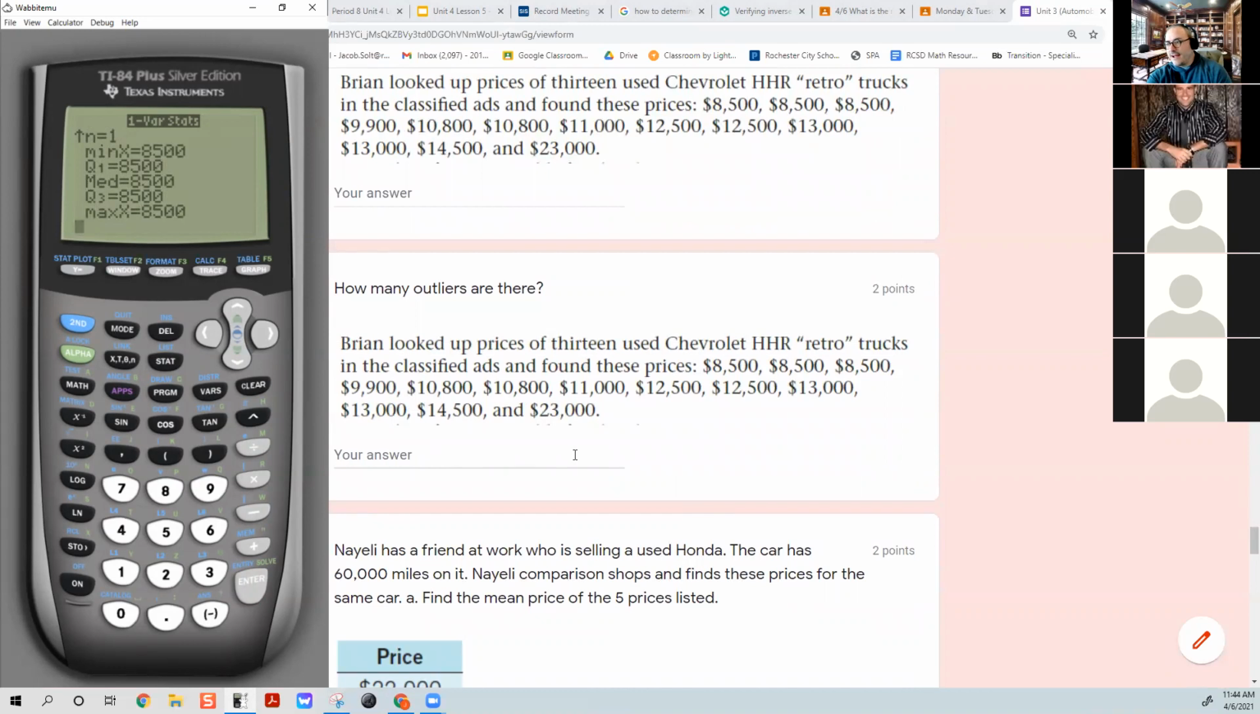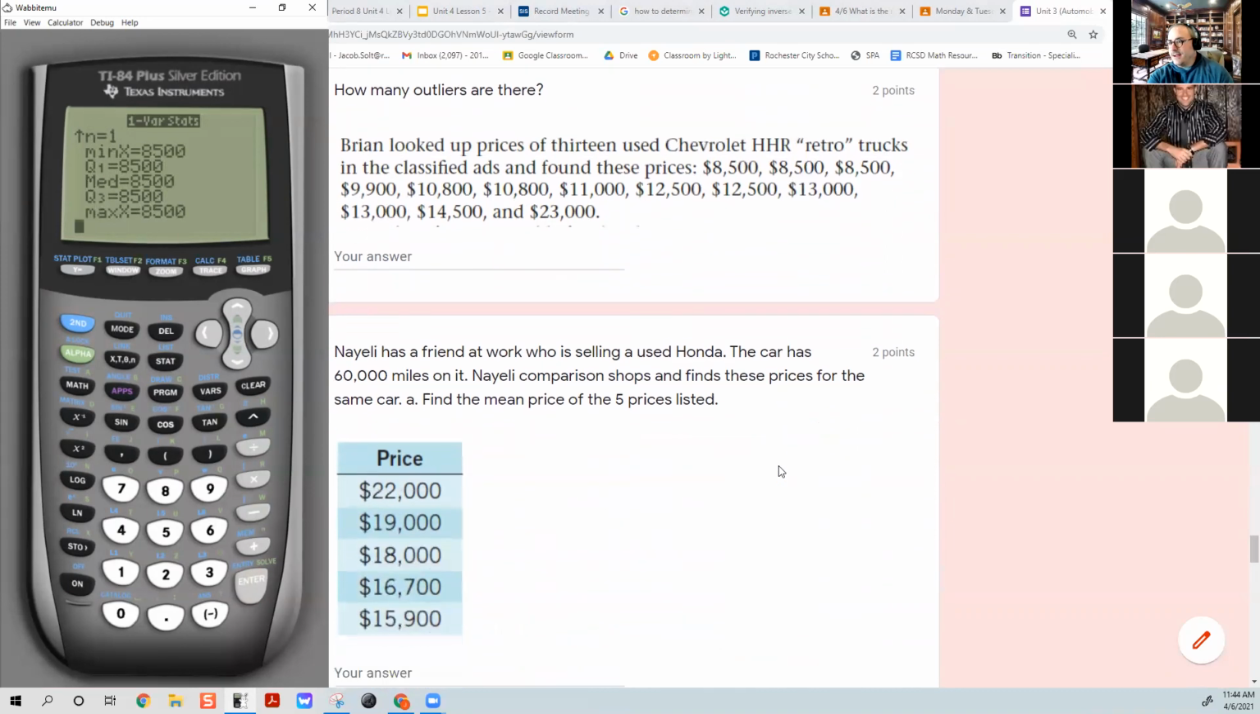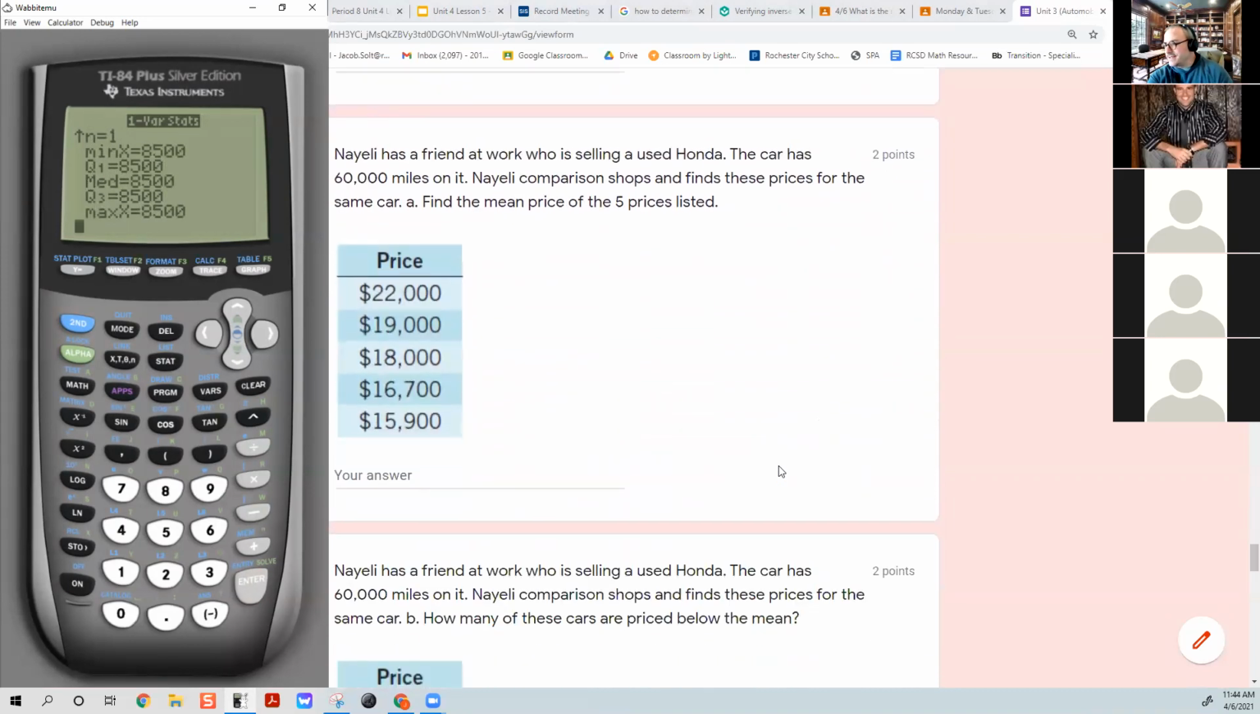You'll look for outliers in the data. You could probably just spot the outlier in this data. All right, so I'm going to have you work on that.